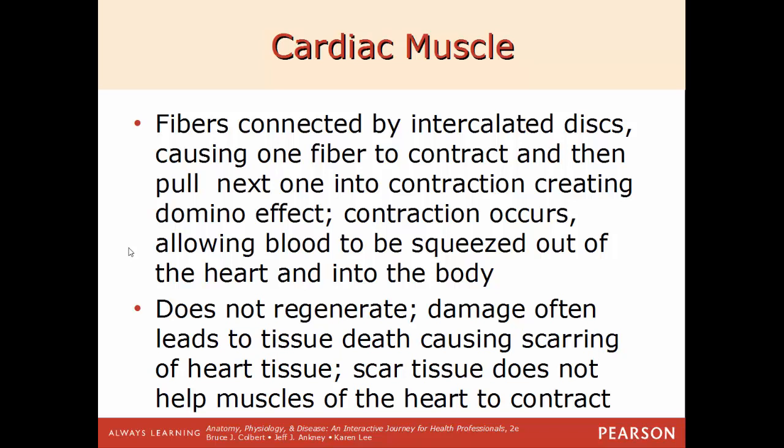Now, the bad thing about cardiac muscle is that it does not regenerate. So once you have damage to this kind of tissue, it can lead to tissue death, which can cause scarring. And the scar tissue does not help the muscles of the heart. It's just there in the way. Skeletal muscle can repair itself slowly. Smooth muscle can repair itself slowly, but cardiac muscle cannot. Once it's damaged and gone, it's gone, and it can't get any better.